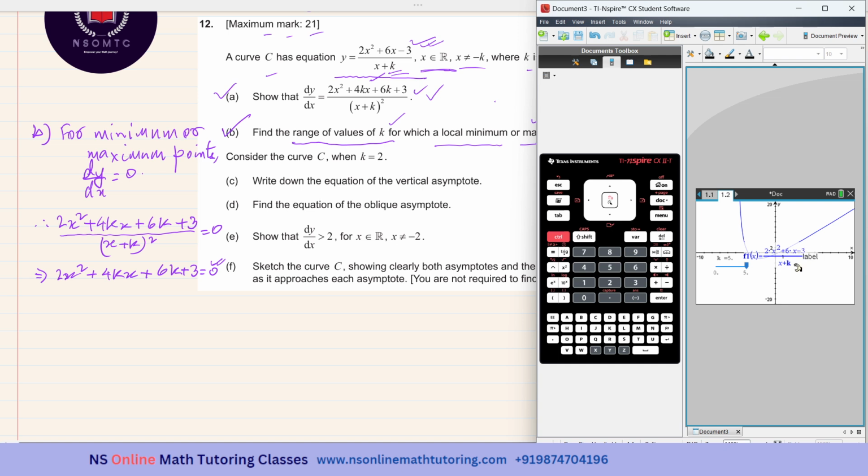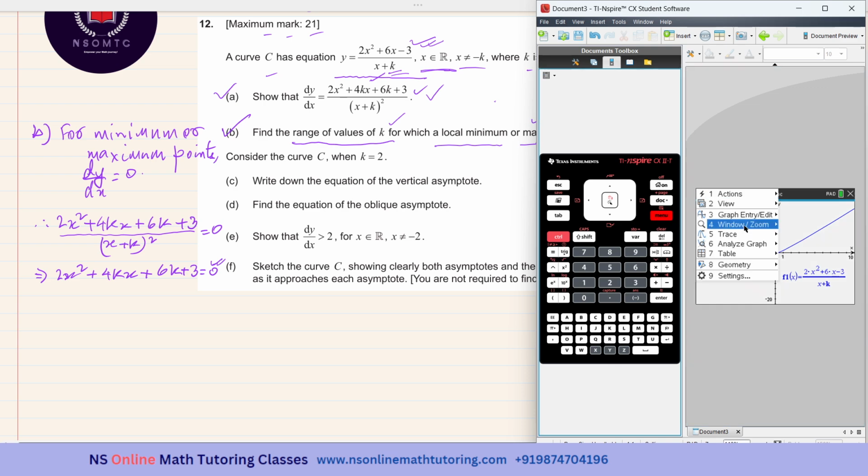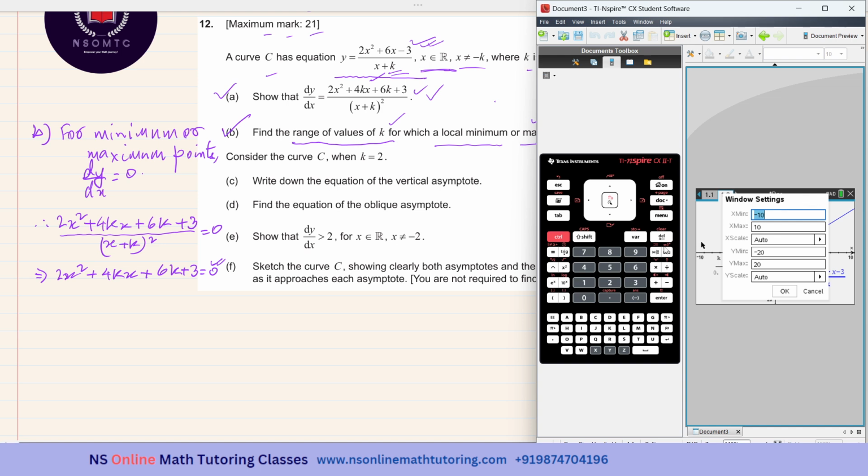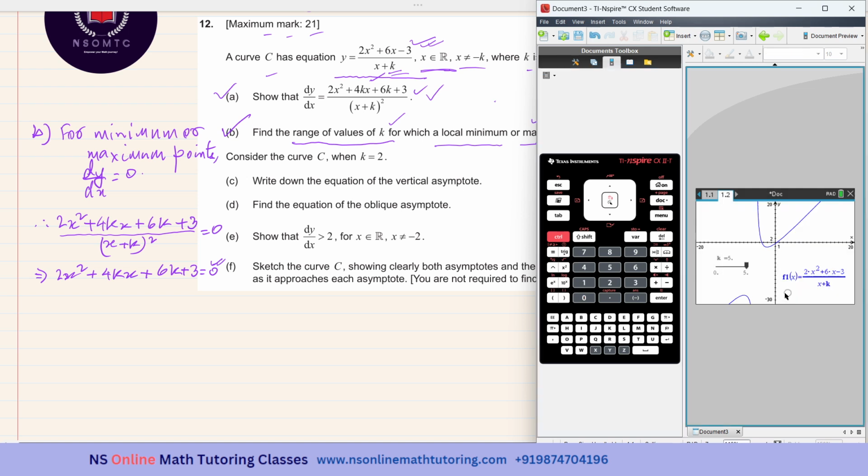Okay, even now you are not having any, oh my goodness. So okay, at least you are seeing that there is a minimum point, but there will be another branch also for this graph. So let me just change the window settings and let me change the x min and x max also. So -20 and +20. And let this be equal to -30. Let's see what happens now.